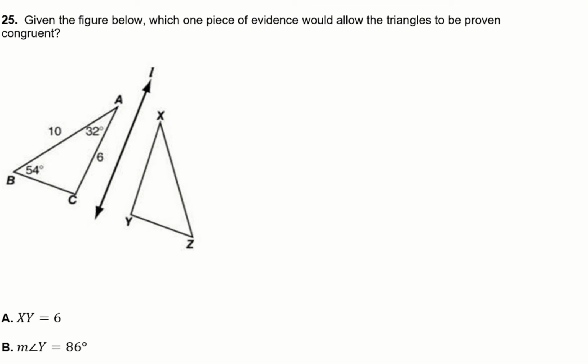Given the figure below, which one piece of evidence would allow the triangles to be proven congruent? So we know that we have a line L here, and if I were to reflect this across line L, then I would get the shape that I see here. And remember that a reflection is a form of congruence transformation, which means that all the lengths and angles are preserved, and so therefore the resulting figure, the image in this case, will have the same measures and everything. So the image is going to be the same as the pre-image.